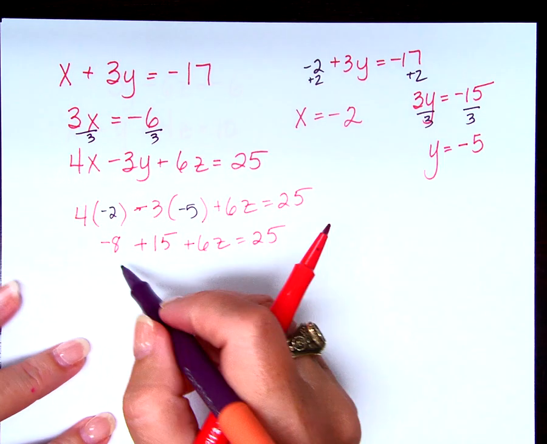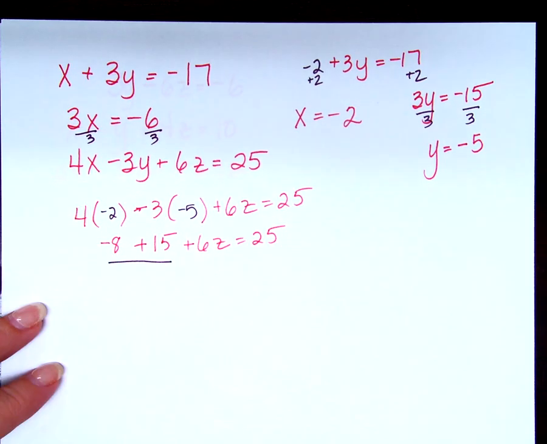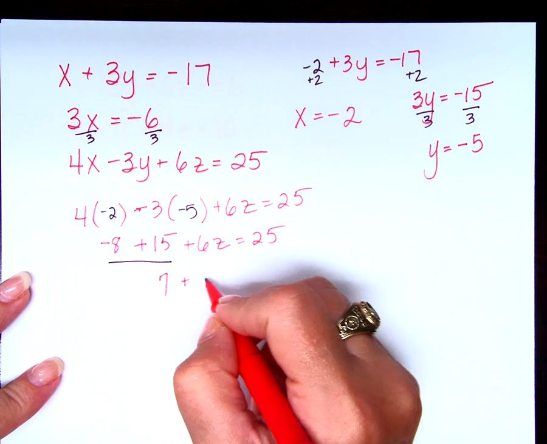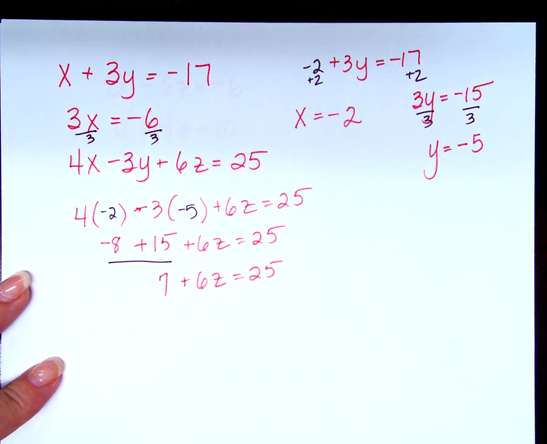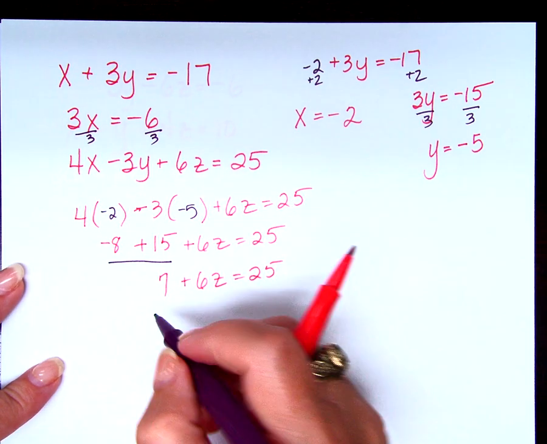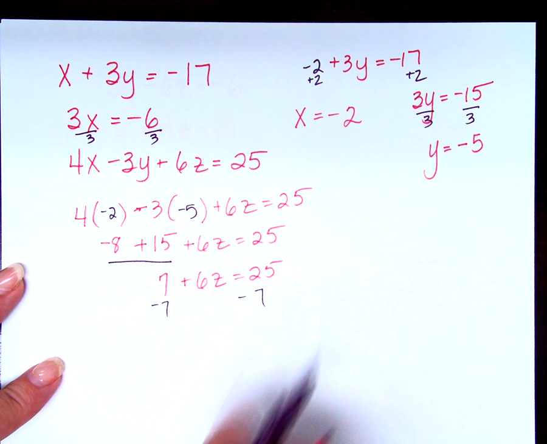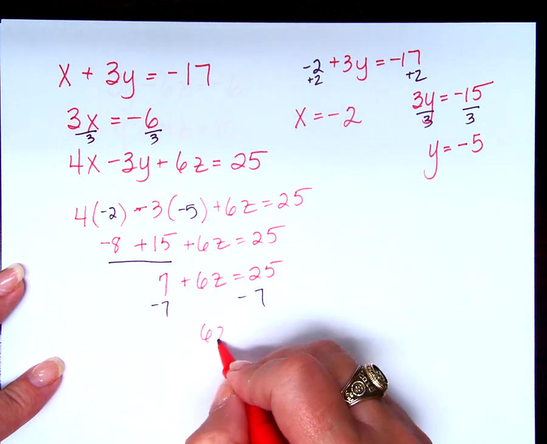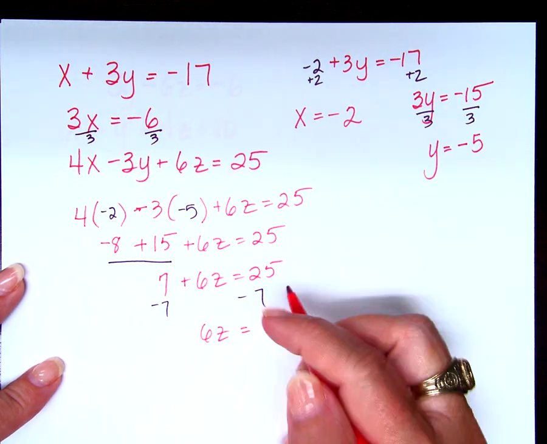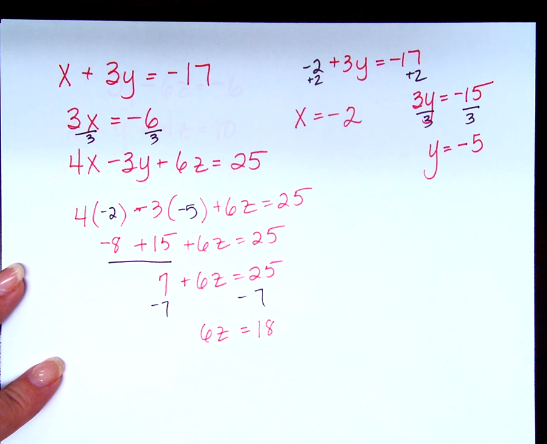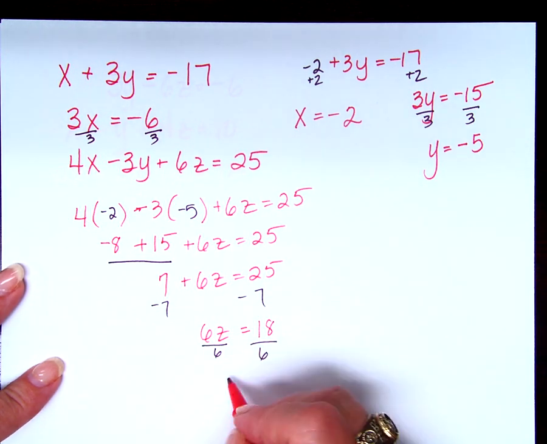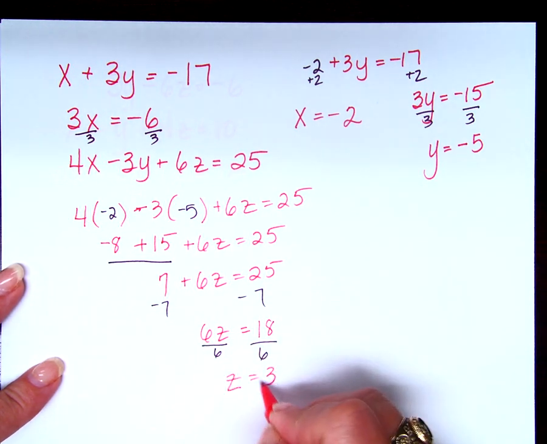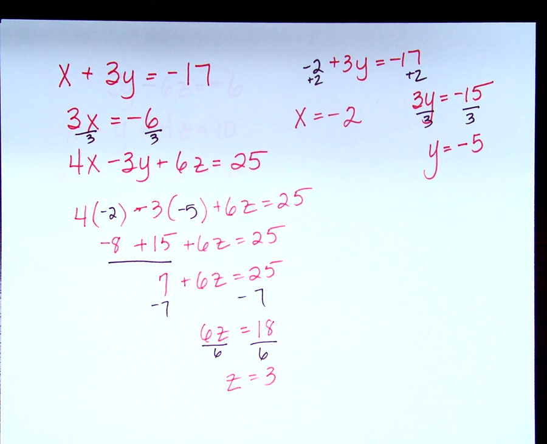Now we're just combining our like terms, right? Our constants. Very good. 7 plus 6z equals 25. Subtract 7 from both sides. Very good. 6z equals 18. If I divide both sides by 6, what do I know? It is 3. Am I done?